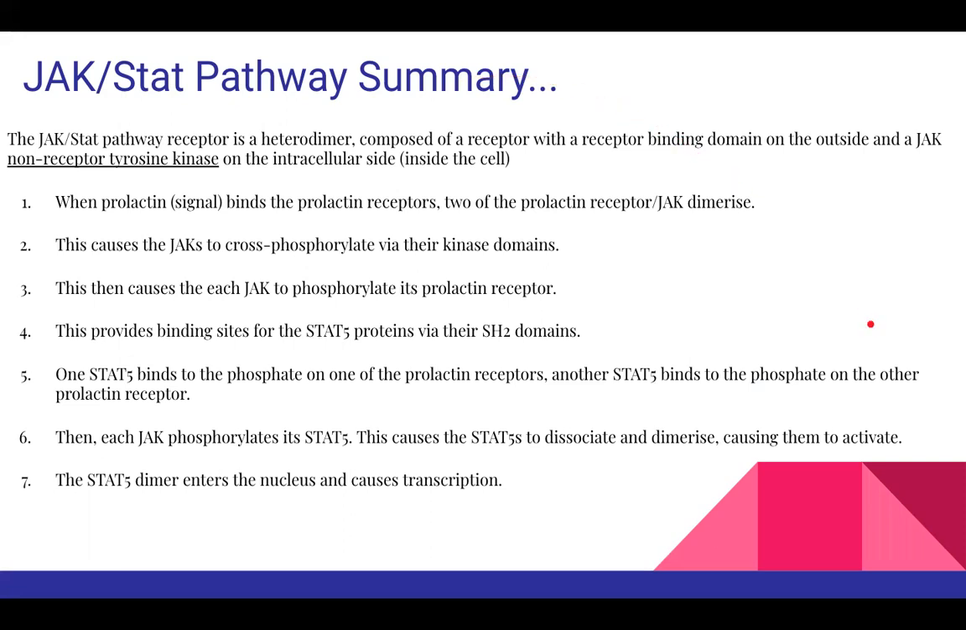Then you have the signal that binds to the receptors. The receptors come together and dimerize. That causes the JAKs to cross-phosphorylate via their kinase domains. And then each JAK can phosphorylate the receptor. That allows binding sites to be available for the STATs to come in and bind to those sites with their SH2 domains. The STATs can then become phosphorylated by the JAKs, and that causes the STATs to dissociate, come together and dimerize themselves. They are activated, they go into the nucleus, and then they cause transcription for whatever needs to be done.